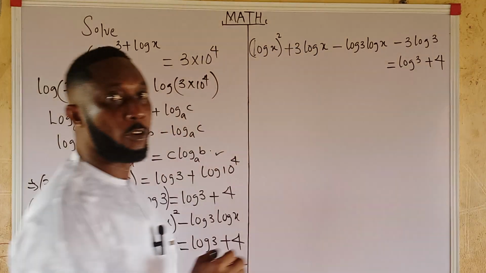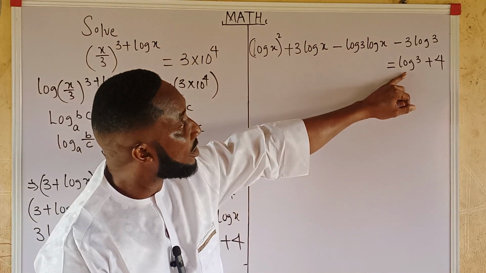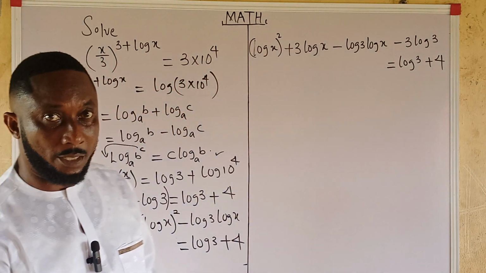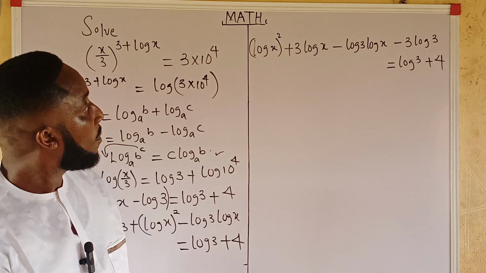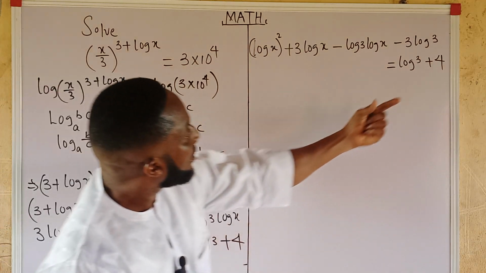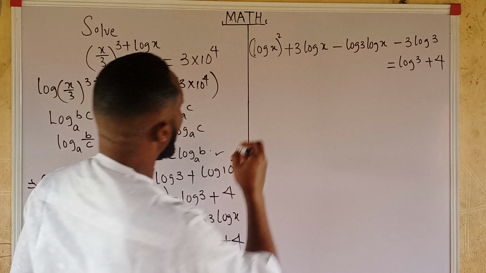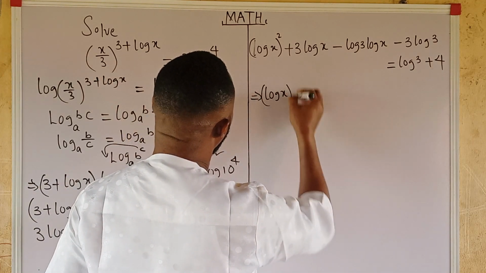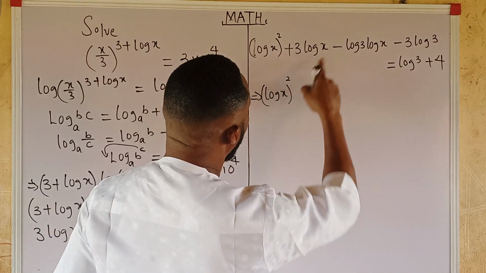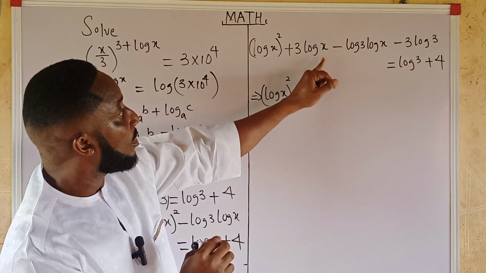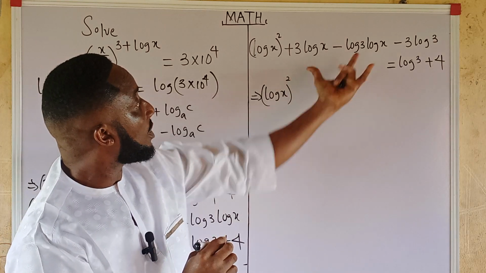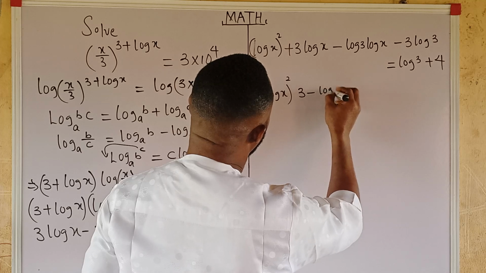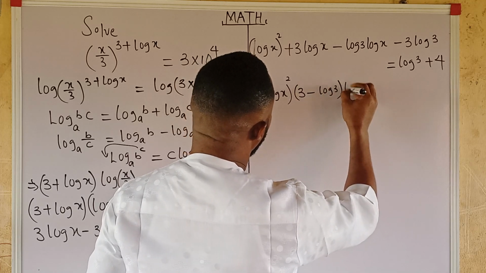4 on the right. Please don't confuse these, they are not together. Log 3 and 4 are separate entities. So like I said, this is actually a quadratic. So I can take everything to the left. So I'm going to be having log x whole squared. I will try to factor out log x from these two terms here. That would then be 3 minus log 3, then log x.